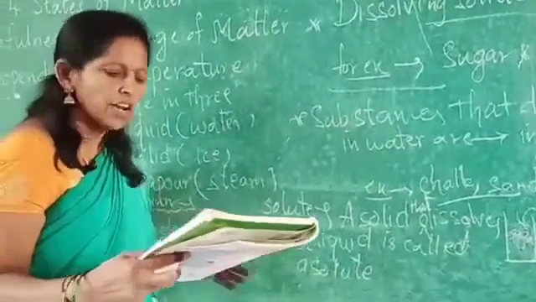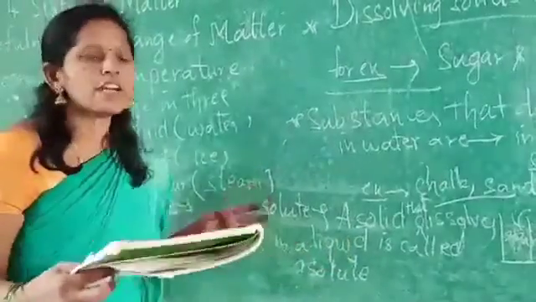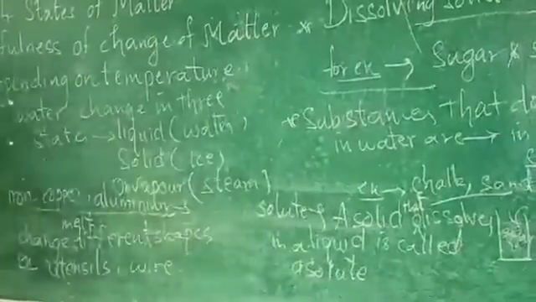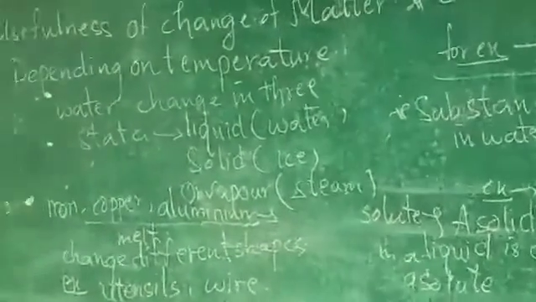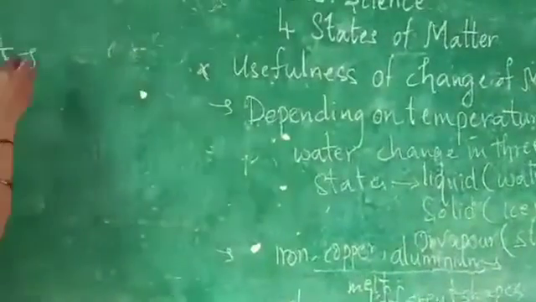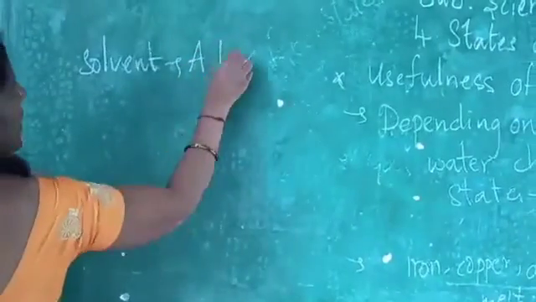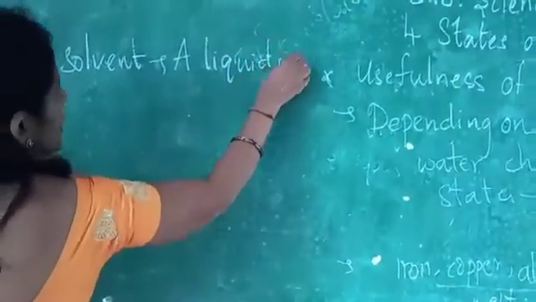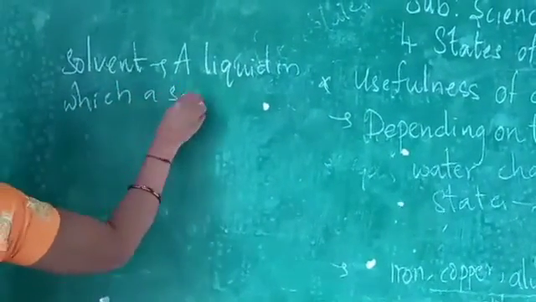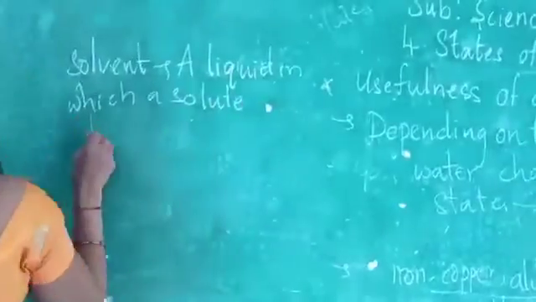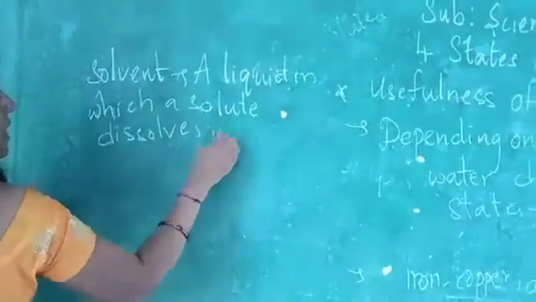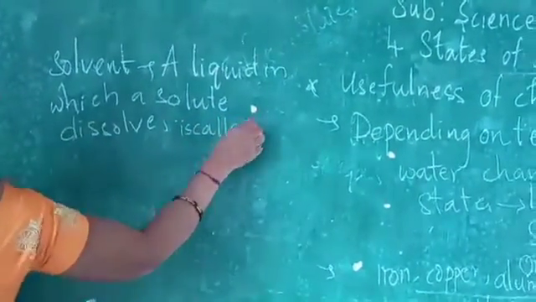Now what is known as solvent? A liquid in which a solid dissolves is called a solvent.